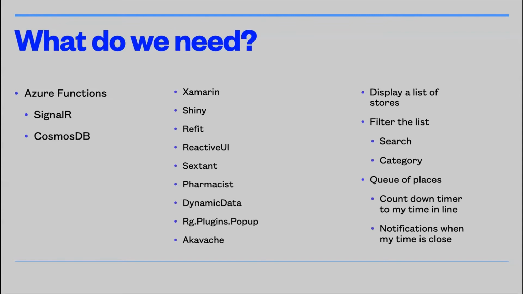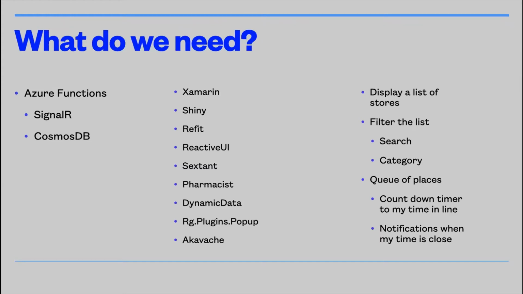So what do we need? As we said before, we're going to use Azure Functions and SignalR in Cosmos DB. On the front end of it, we're going to use Xamarin, like I said, and Shiny. We're also going to use Refit, ReactiveUI, Sextant, which is a navigation library, Pharmacist, which is going to generate a whole bunch of observables, Dynamic Data, which now that I know how it works, I don't know how I lived without it. I guess that's Rx in general. We're going to use RG plugin pop-ups as well, and Akavache to do our caching behind the scenes.